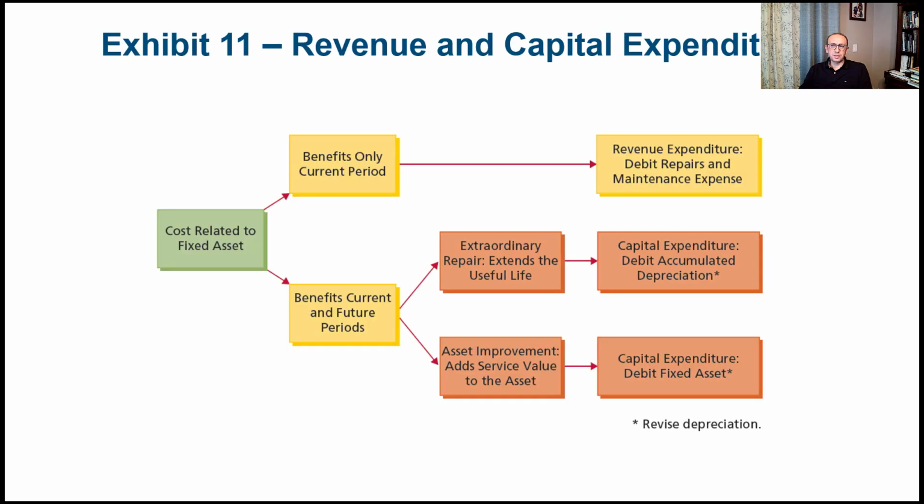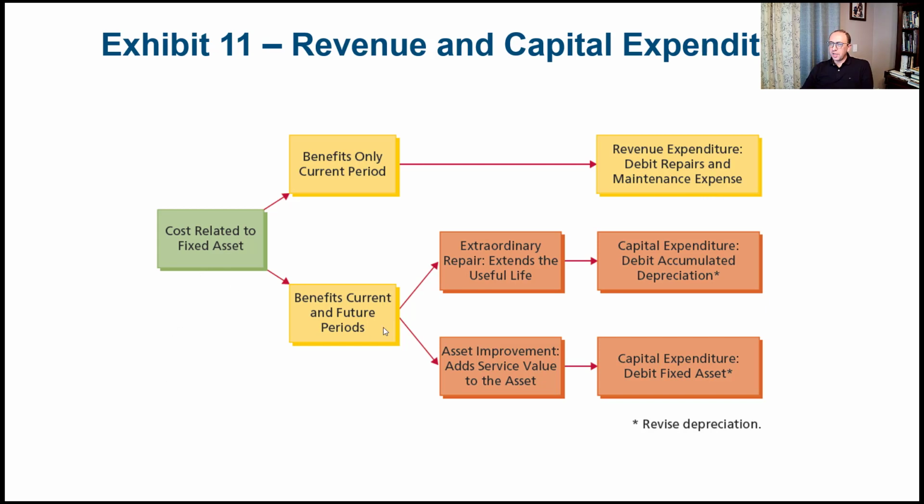So we have a nice decision diagram that will give us an idea how we decide how we treat the cost. If we have a cost that's related to an asset, we have to ask ourselves, is it going to benefit only the current period or is it going to benefit current and future periods? If it's only the current period, then this is just regular maintenance and repairs. So it's a revenue expenditure. We debit repairs and maintenance expense and we credit cash.